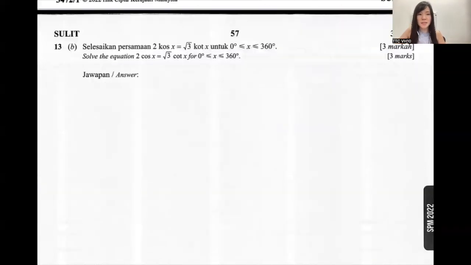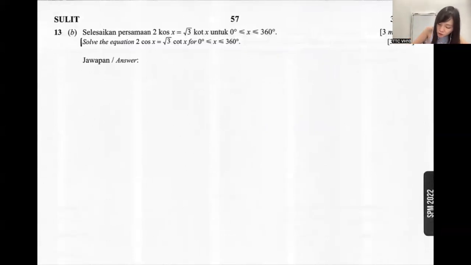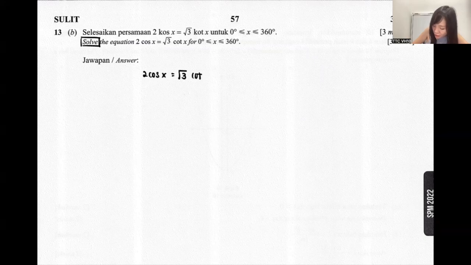Let's move on to 13B. So they say solve. My dear, this is a solve question. Solve means finding out the answer. So the answer should be getting whatever unknowns they having. Now the unknown is called x, from 0 to 360. Must be careful nowadays, they like to play around with this. So look carefully, they want 0 to 360.